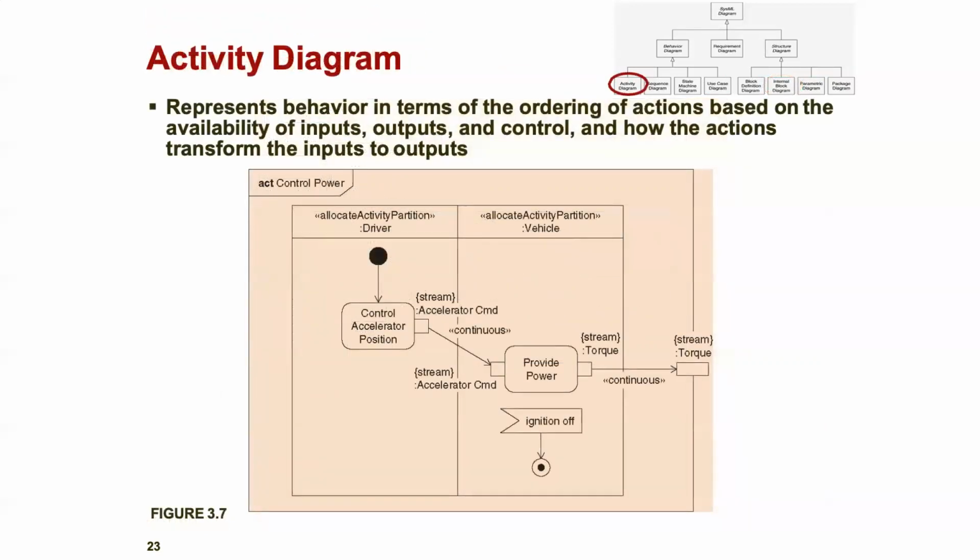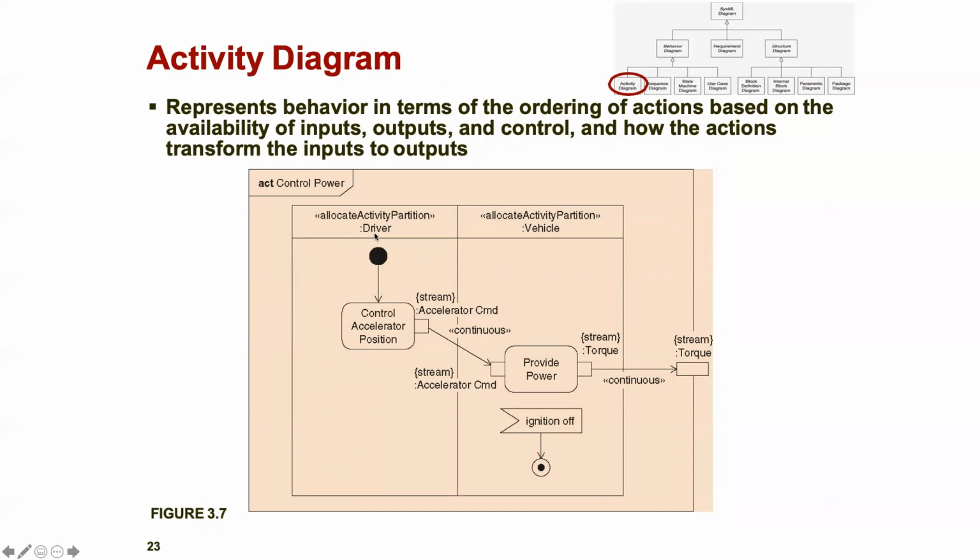An activity diagram represents behavior in terms of the ordering of actions based on the availability of input, output, and control, and how the actions transform the inputs to outputs. And so there's things that are done by and then engage with. And so we're showing some examples here.